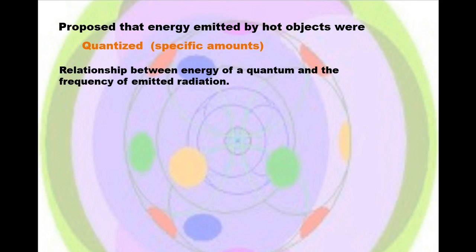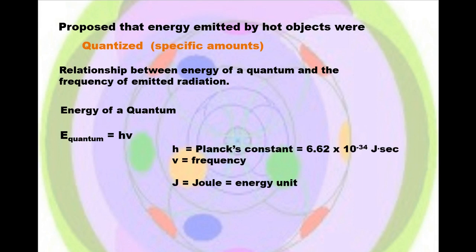There's a relationship between the energy of a quantum and the frequency of the emitted radiation, and this is it. The energy of a quantum is equal to h times the frequency, where h is Planck's constant. Just like the speed of light is a constant, h is a constant too, and that is equal to 6.62 times 10 to the negative 34th joules, which is our energy unit, times seconds. So the energy of the quantum is equal to Planck's constant times the frequency, nu.